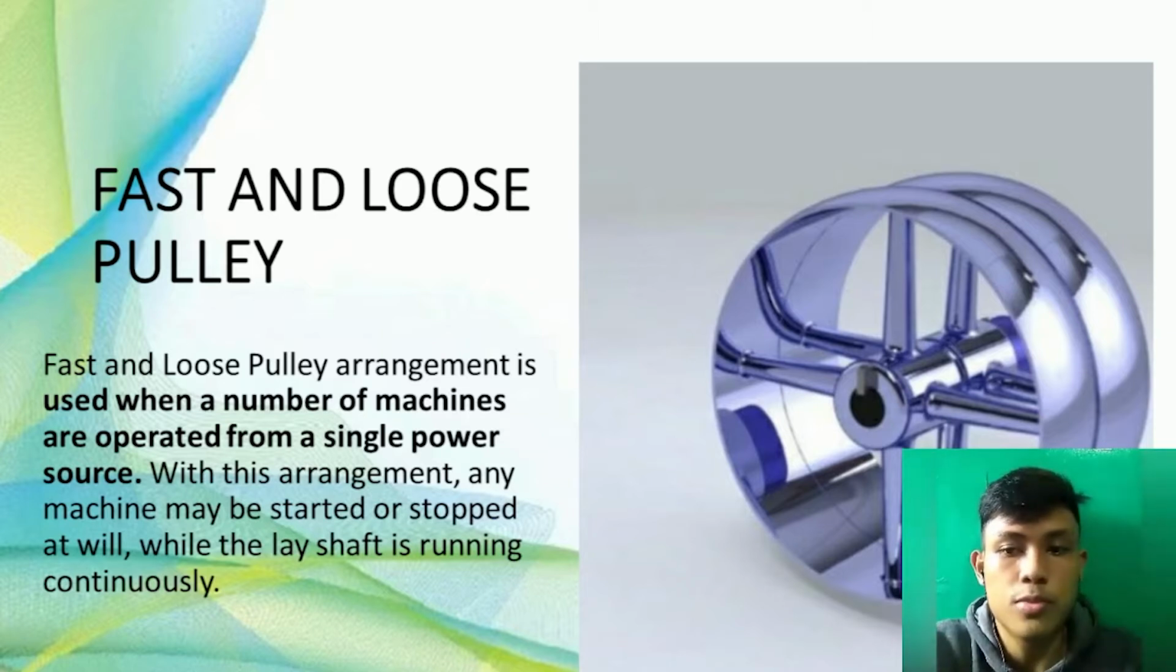The diameter of the loose pulley is slightly less than the fast pulley, so that when the belt is shifted onto the loose pulley, its tension is reduced. Power is transmitted only when the belt is on the fast pulley. The loose pulley takes care of the idling time of the machine and does not transmit any power.